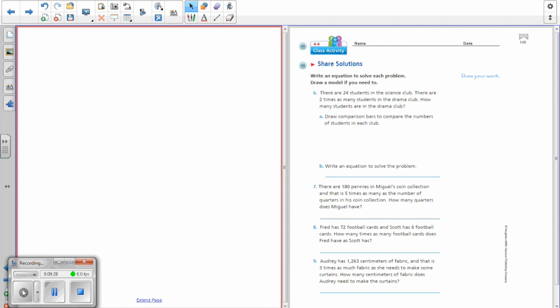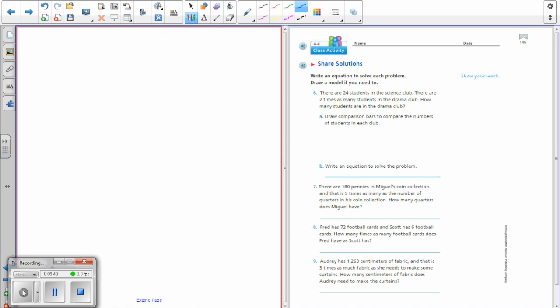Okay, so we're going to try this some more with number 6, 7, 8, and 9. If you need to draw a model, you can draw a model, but I'm hoping that the comparison bars that I'm about to draw for you might help you out a little bit.